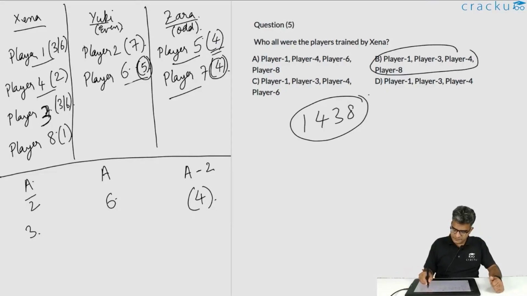Which is option B. I think over here, when we are writing players 3 and 5, there was a typo. It is players 3 and 5 who are getting distributed between Zara and Zena. So if Zara is getting player 5, Zena will get player 3.